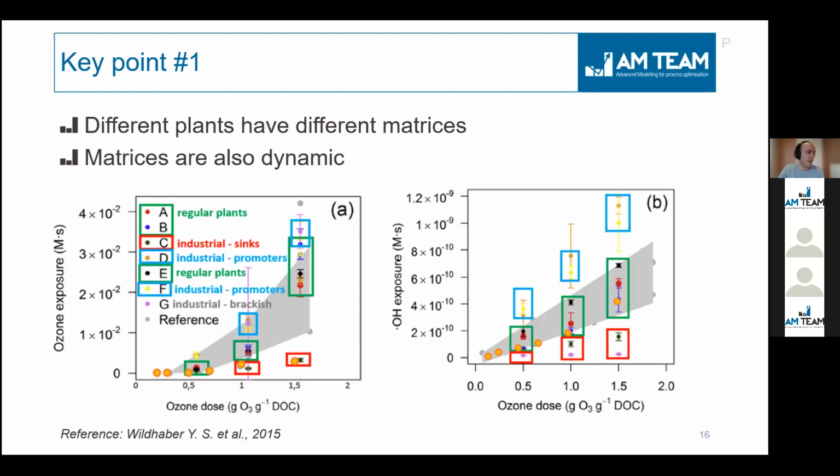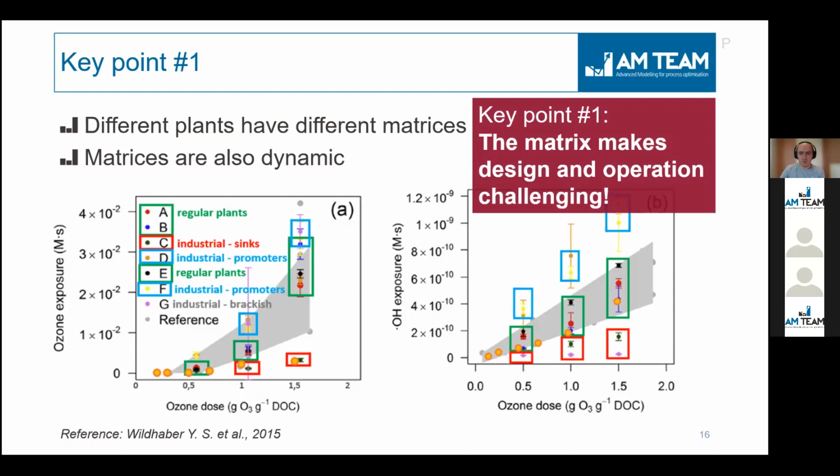And next to this, water matrices are also dynamic. So this is just with one sample, but a water matrix is something dynamic and it changes over time. So it's very important to have this in your mind. So that's actually key point number one. The matrix makes the design and operation of such plants a big challenge.